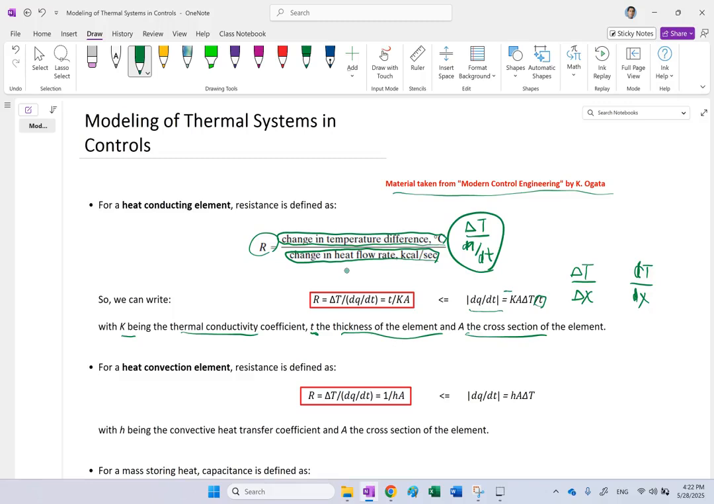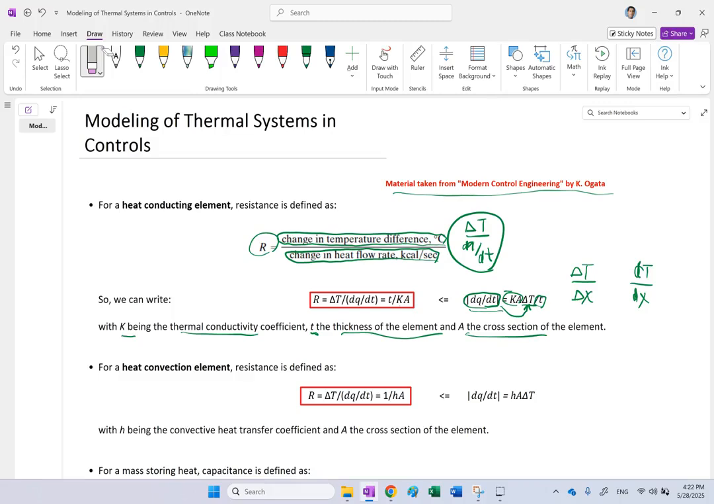Now, in the case of conduction, if you look at this formula, if I bring dq over dt to the denominator and take K over A to the other side along with T, you can see that the resistance for a conductive material will be its thickness divided by its thermal conductivity times cross section. So T over KA is your resistance for a material that is involved in conduction.